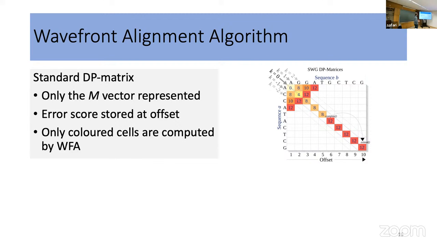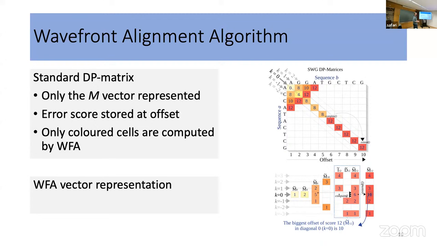But the thing that differentiates the wavefront alignment algorithm from other dynamic programming approaches is that it only calculates the cells that you see covered here instead of the whole matrix. It accomplishes this by flipping the concept around. Instead of storing error values at an index, it stores the longest possible position for a substring for each error value. It does so by not computing matrices, but single vectors, as you see here. You also see not only the M vectors, but I and D. Again, these are additional vectors that store insertion and deletion information, but for clarity, they have been omitted in the rest of the illustration.